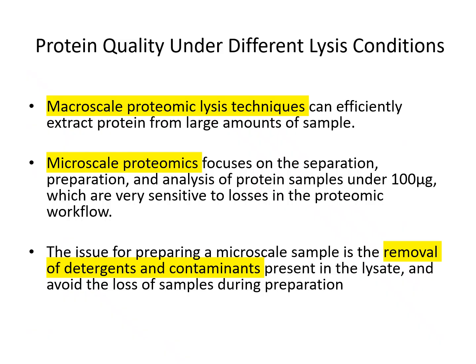So under different lysis conditions, we have different quality of protein. Macro scale proteomic lysis techniques can efficiently extract protein from large amounts of sample. And microscale proteomics focuses on the separation, preparation, and analysis of protein samples under 100 micrograms, which is very sensitive to losses in the proteomic workflow. But the issue in preparing the microscale sample is to remove the detergent contaminant present in the lysate and avoid the loss of sample during the preparation.